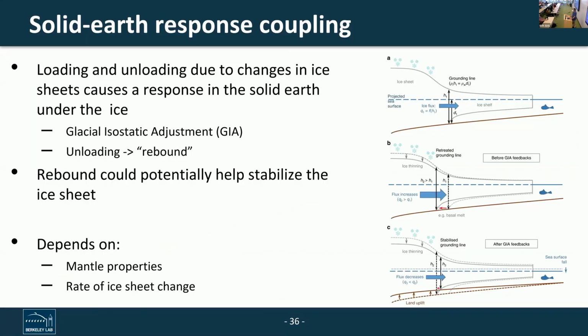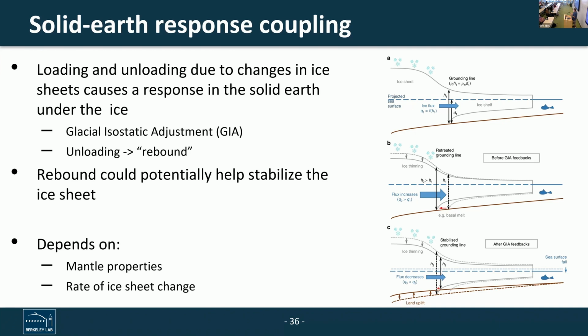Another thing we can do is couple it to the solid Earth. So it turns out that ice sitting on bedrock loads and unloads the Earth, right? And so imagine if you have a bunch of ice sitting on bedrock and then you take that weight off, the bedrock rebounds, right? It rises. And then if you put more ice on it, it pushes down. That effect is known as glacial isostatic adjustment, or GIA.